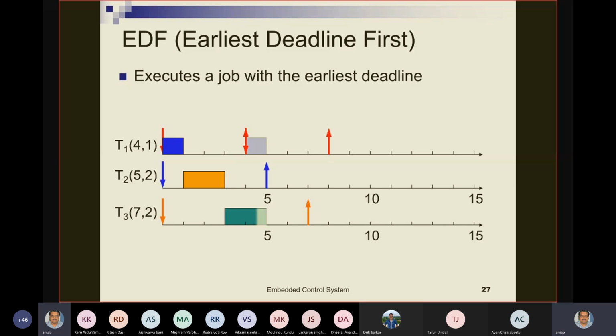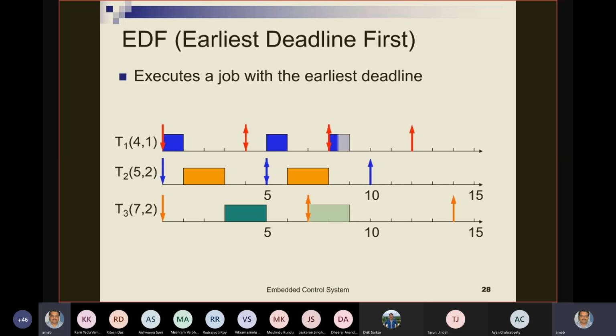T3 executes to completion at 5, and at 5 T2 comes, but the second instance of T2 has a deadline of 10. So at this point in time T1 wins. T1 executes, and then T2 executes, and everybody is able to complete. There are no deadline misses here. So going ahead, you understood the algorithm. If there are questions, you can ask.